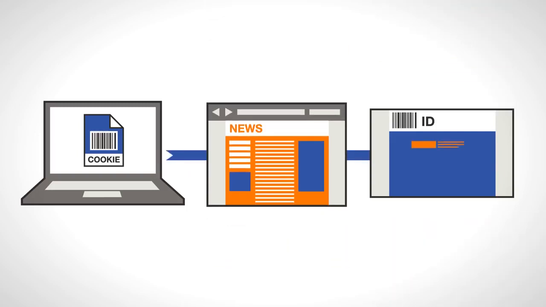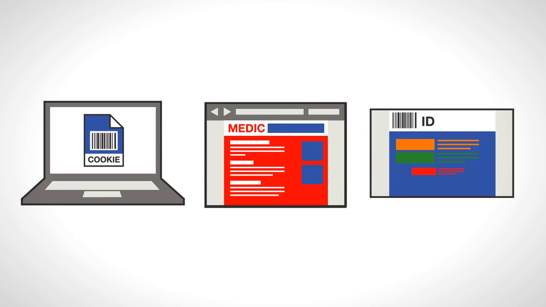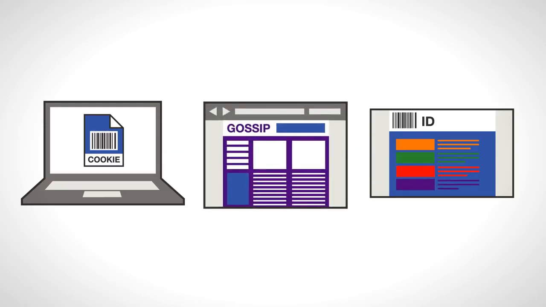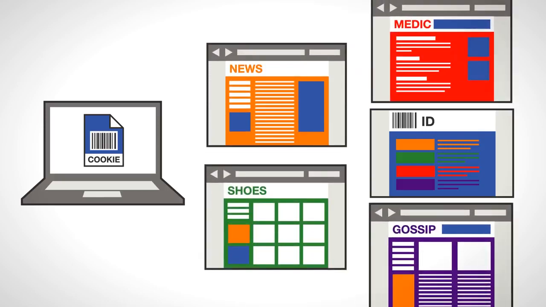So while you're reading that news website, shopping for new shoes, looking up cures for a headache, or reading the latest gossip, the ads on those websites can identify you, look up your information in their own system, and dynamically show ads that you're most likely to be interested in while simultaneously saving information about what you're doing online.